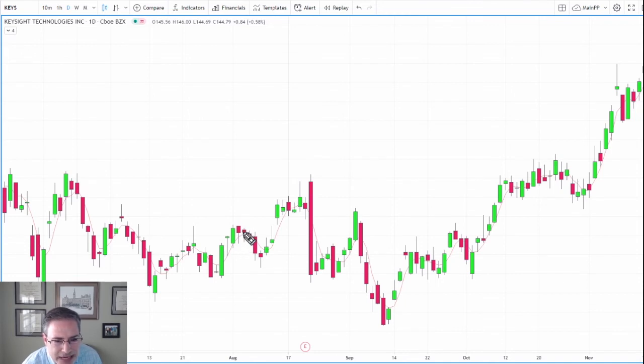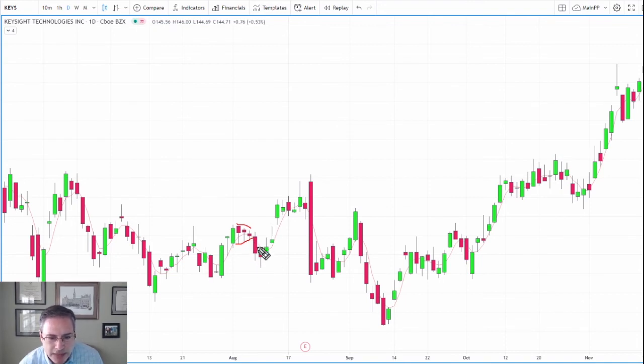Now, this bar is inside of this bar. And then this bar is inside this bar. So we have back-to-back inside bars. Now we're forming a little bit of a coil pattern. And a break out of that coil would probably give you a pretty good idea of what's going to happen over the next few days.